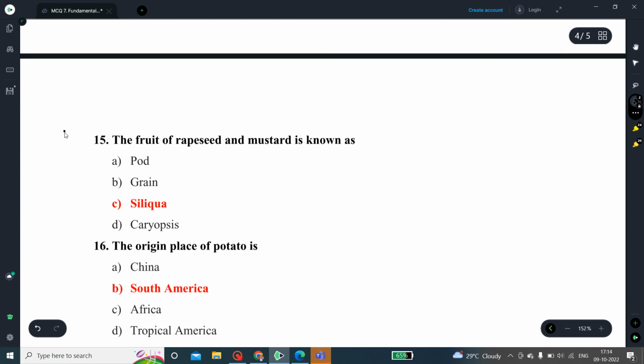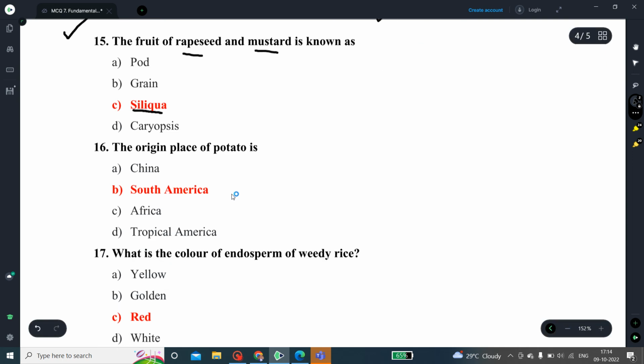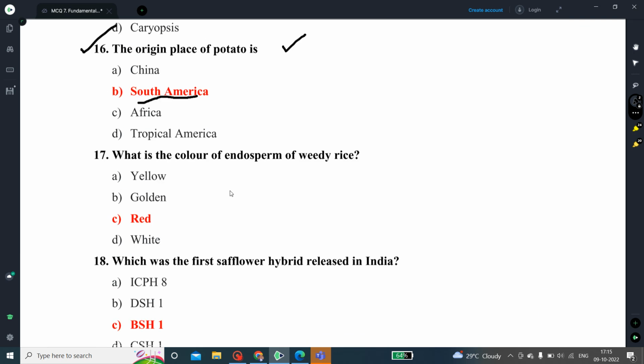And the 15th question, the fruit of rapeseed and mustard is known as siliqua. Siliqua means on maturation it splits open and disperses the seed. And question number 16, the origin place of potato is South America. That is the correct place of origin.